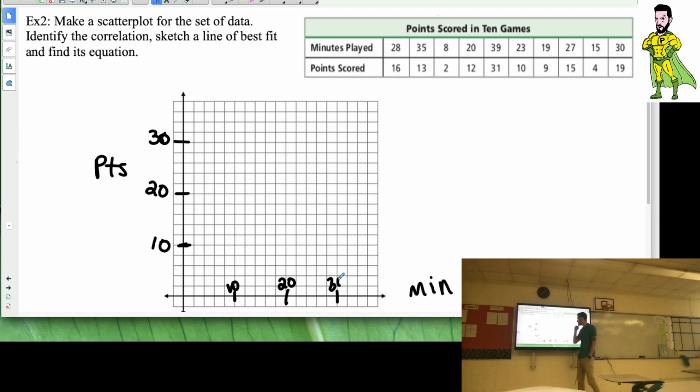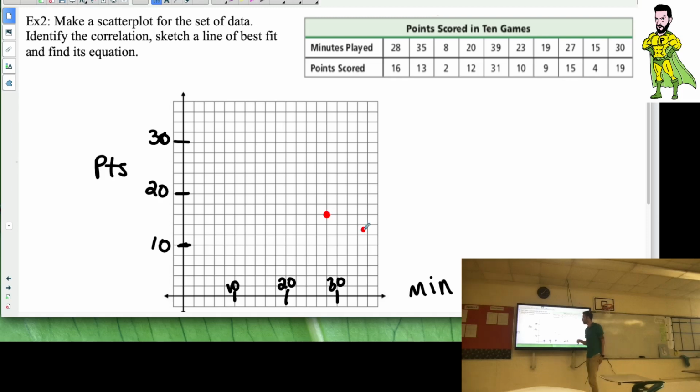Alright, so I'm going to plot these points in red. So at 28 minutes, they scored 16 points. So here would be 28, 2, 4, 6, 8, 10, 12, 14, 16. So you're just going to plot the points like you would a normal coordinate. At 35 minutes, they scored 13. So here's 32, 34, 35-ish, and that was 13. 2, 4, 6, 8, 10, 12, 13.